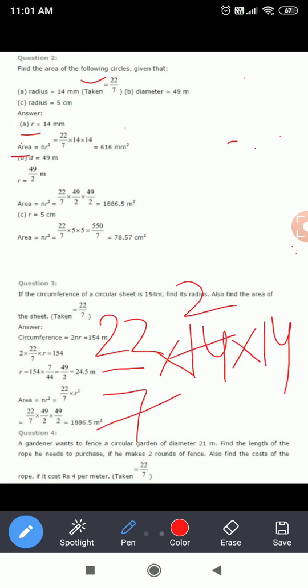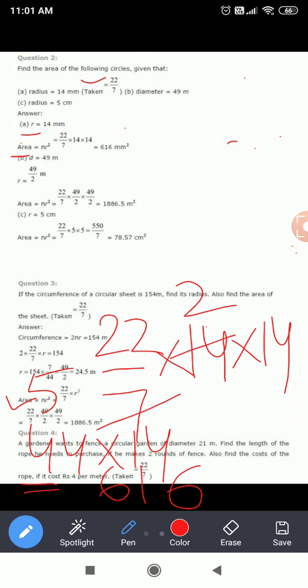7 2s are 14. 22 into 2 is 44 into 14. 14 4s are 56. 6, 5 will be carry. 14 4s are 56 plus 5, that is 61. So 616 millimeter square will be the area of the given circle.